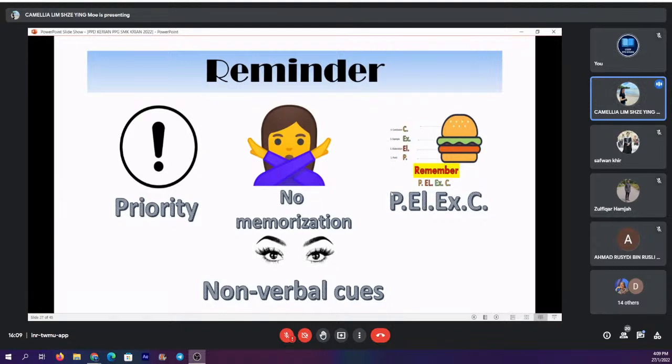Non-verbal cues will be like, when you're answering a question, it's better to ask the student to keep their posture straight, not to slouch, and then keep eye contact. Because I feel that it's very important in a speaking test to have eye contact, and then don't fidget. Important thing is don't fidget. All right, that's all from me.